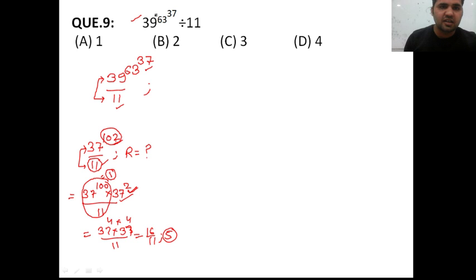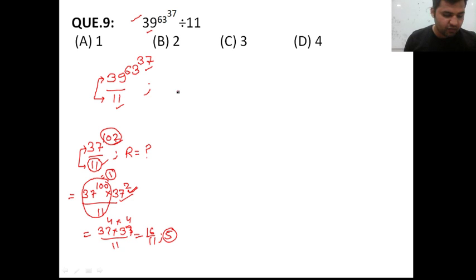Exactly the same method will be applied to this question. But the problem is that here you have power of power. So what we will do is, Rajan, 3 is a wrong answer to this question. So I am explaining the solution. Please listen carefully.